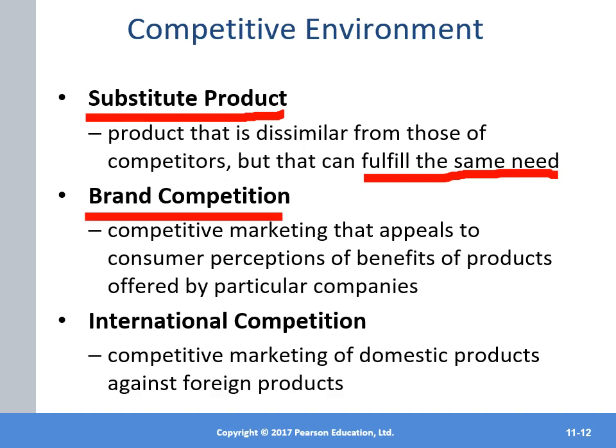The third one is international competition. International competition matches the products of domestic marketers against those of foreign competitors. For example, in China, Huawei competes not only with foreign companies like Samsung and Apple, but also with other local Chinese companies such as Oppo, Vivo, and Xiaomi. This is an example of international competition.